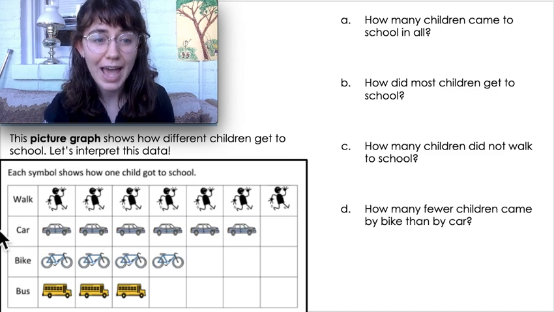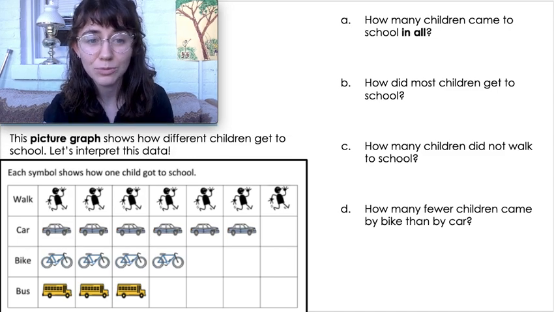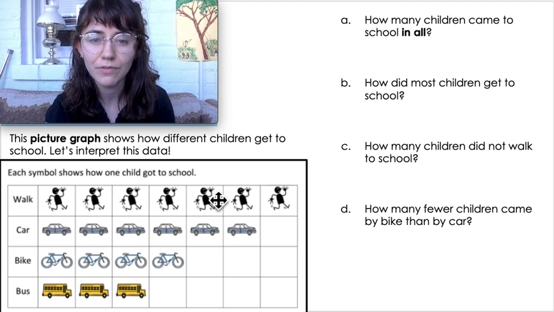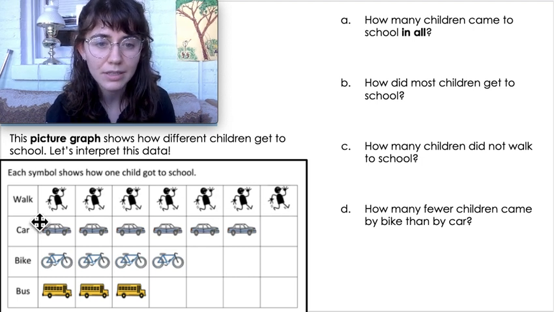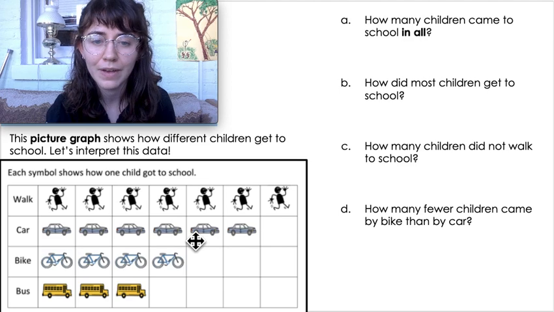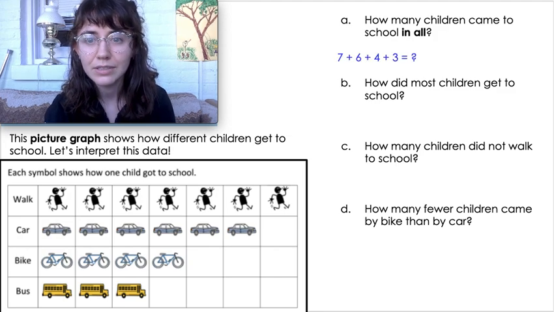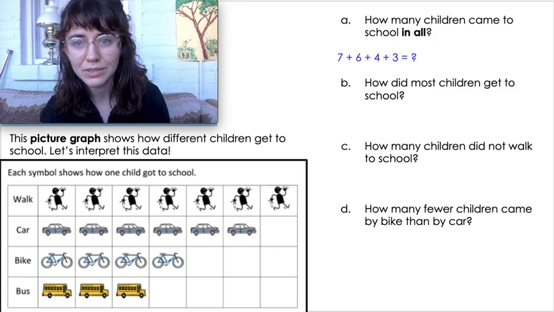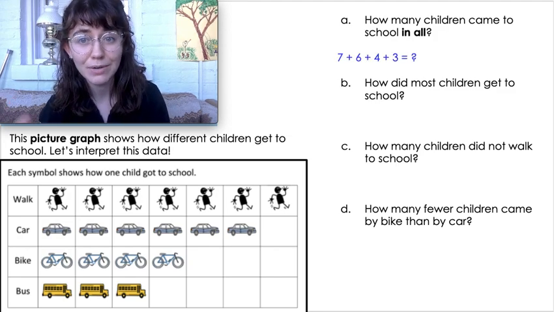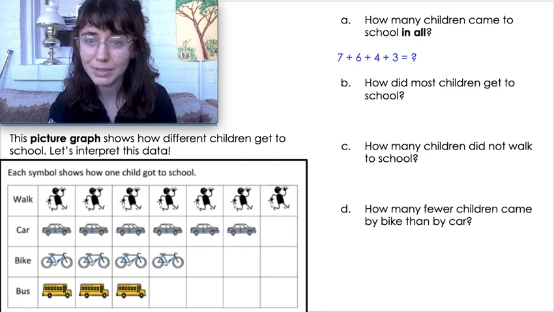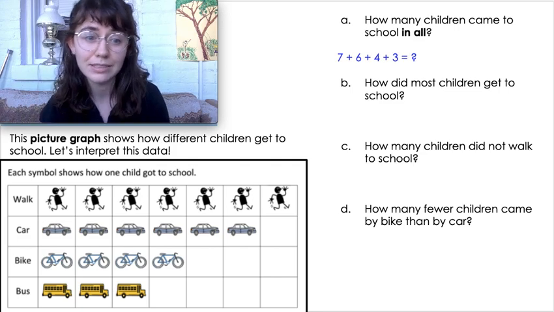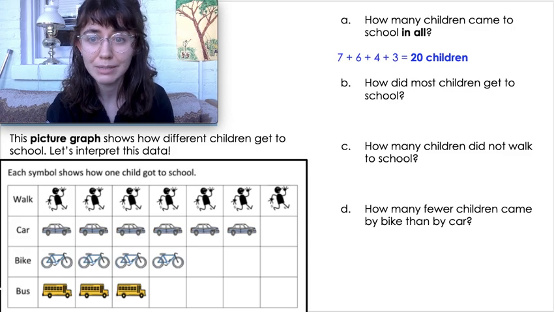So you want to look at in all means we're going to take the number in each category. So there's 1, 2, 3, 4, 5, 6, 7 that walked, 1, 2, 3, 4, 5, 6 in cars, 4 in bicycles, and 3 in buses. So it's 7 plus 6 plus 4 plus 3. Then I'm just going to look for facts I know. 6 plus 4 is 10, 7 plus 3 is 10, so 2 tens is 20 children.